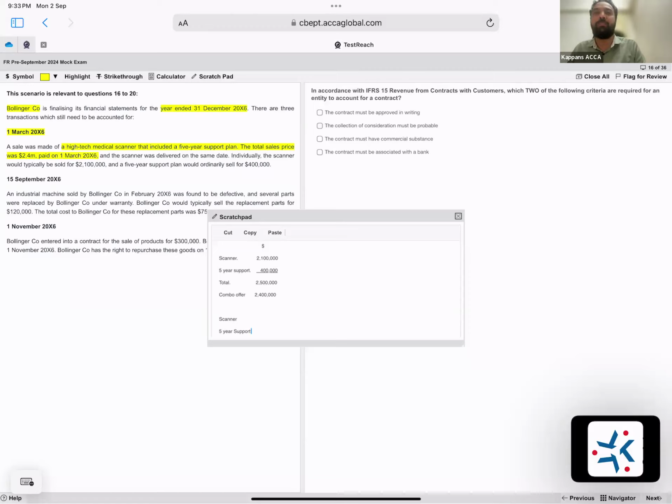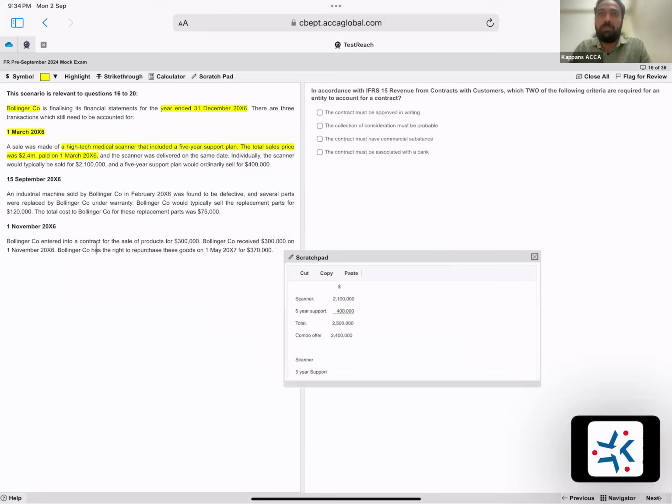15 September X6, another date in this particular financial year, an industrial machine sold by Bollinger in February X6, that is during the current year, was found to be defective, and several parts were replaced by Bollinger under warranty. Bollinger would typically sell the replacement part for 120,000. The total cost to Bollinger for these replacement parts was 75,000. Something about replacement, warranty, etc.